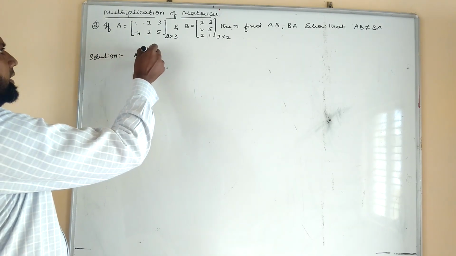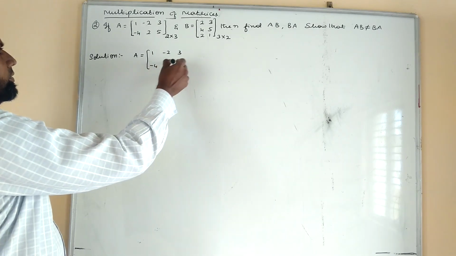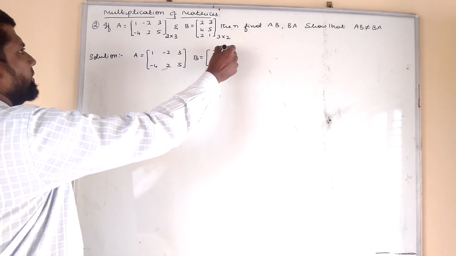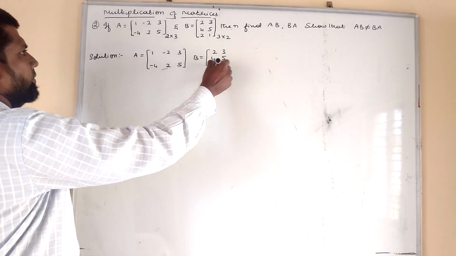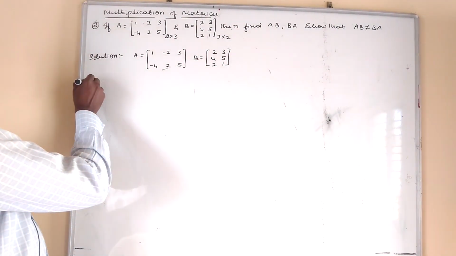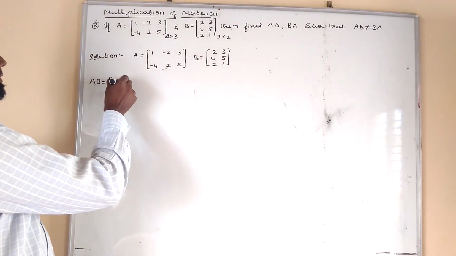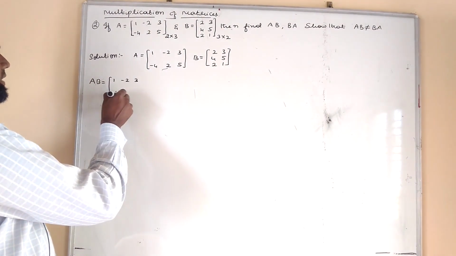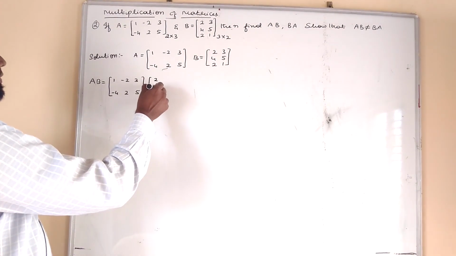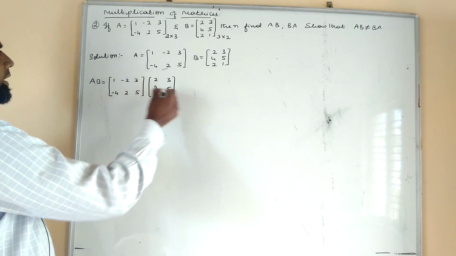What is A? He has given A. Let us write the given: 1, minus 2, 3, minus 4, 2, 5. Then B is of order 3 cross 2: 2, 3, 4, 5, 2, 1. He has given the two matrices A and B. Let us multiply AB. So A is 1, minus 2, 3, minus 4, 2, 5. Then B is 2, 4, 2, 3, 5, 1. Let us multiply.